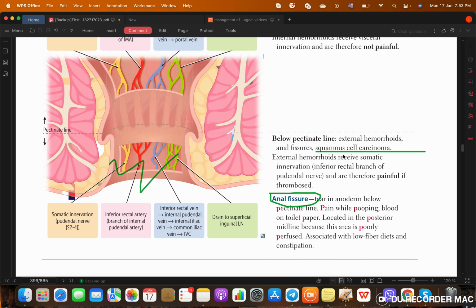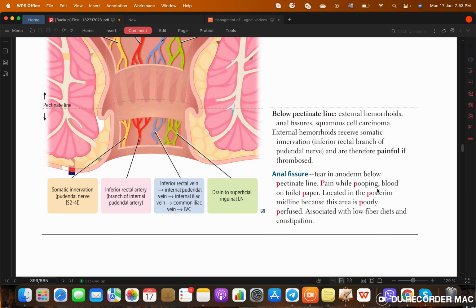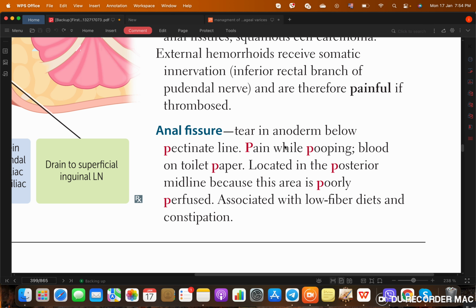Yes. So external hemorrhoids receive somatic innervation, inferior rectal branch of pudendal nerve, and are therefore painful if thrombosed. So if you thrombose these vessels, it's going to be very painful, and they are at the lower portion. Yes? So the anal fissure will lead to a tear in the anoderm, which is the skin of the anus, below the pectinate line, so that's painful, pain while pooping, blood on the toilet paper.